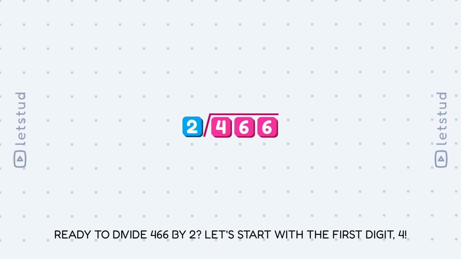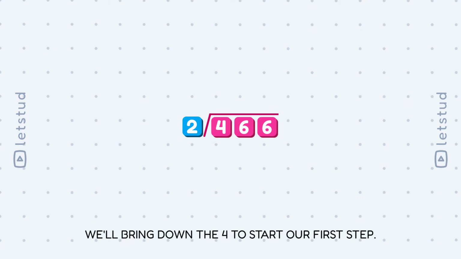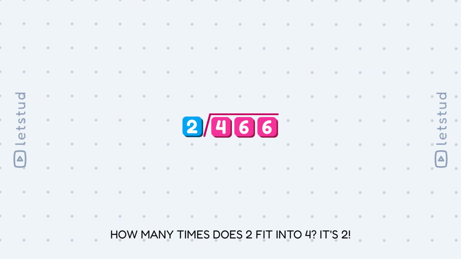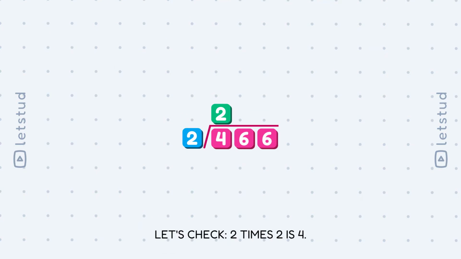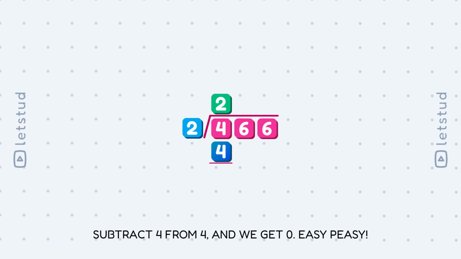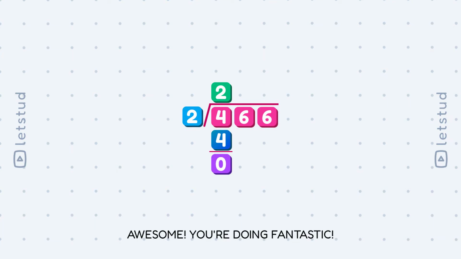Ready to divide 466 by 2? Let's start with the first digit, 4. We'll bring down the 4 to start our first step. How many times does 2 fit into 4? It's 2. Let's check: 2 times 2 is 4. Subtract 4 from 4 and we get 0. Easy peasy. Awesome, you're doing fantastic.